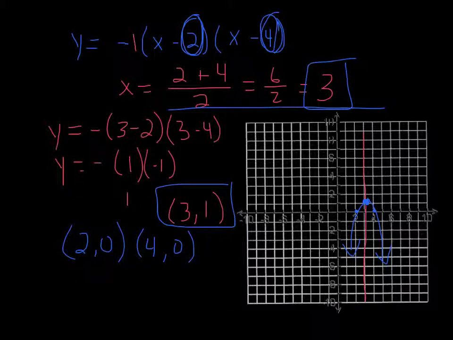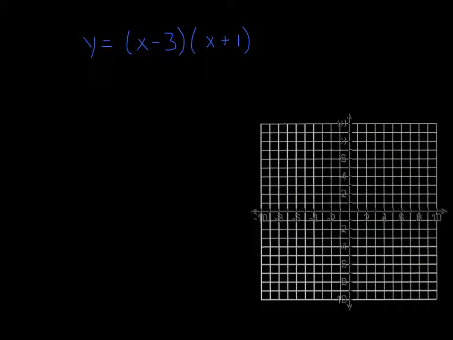Okay. There's a couple of try these on page 14, so give those a shot, and then we'll check them out. Okay, so the first try this you have, y equals the quantity (x minus 3) times (x plus 1).